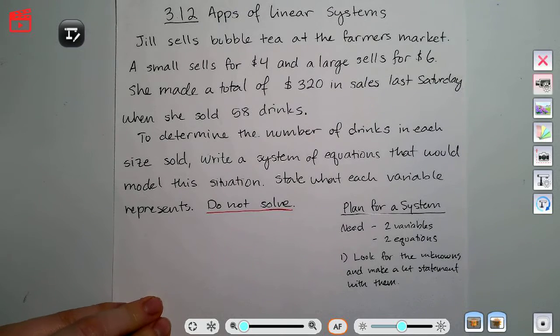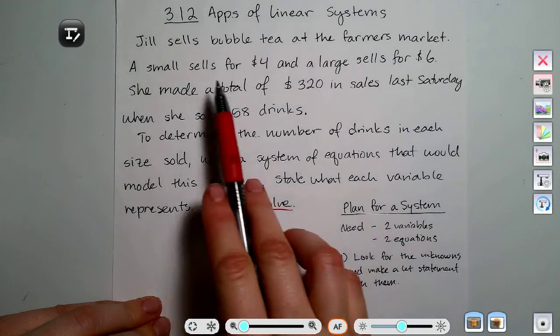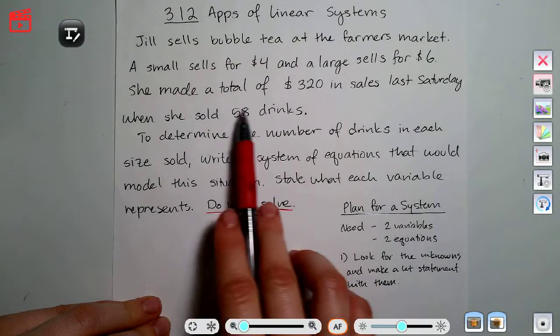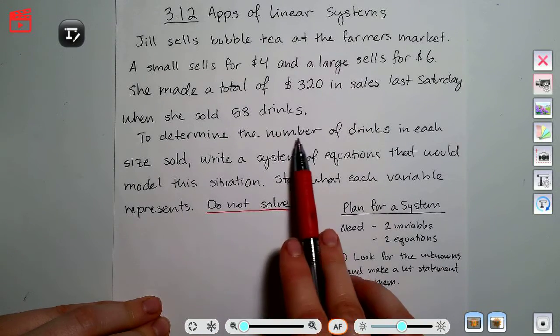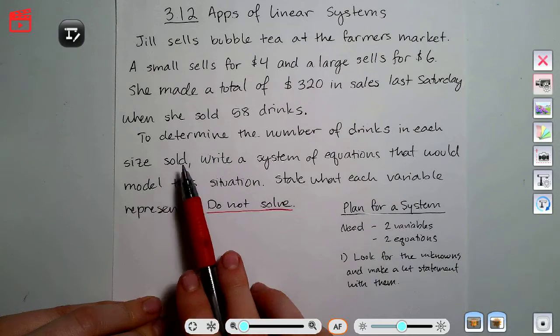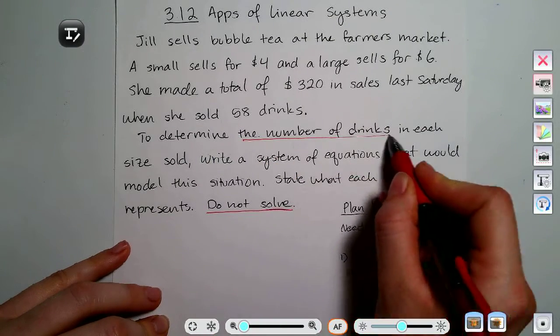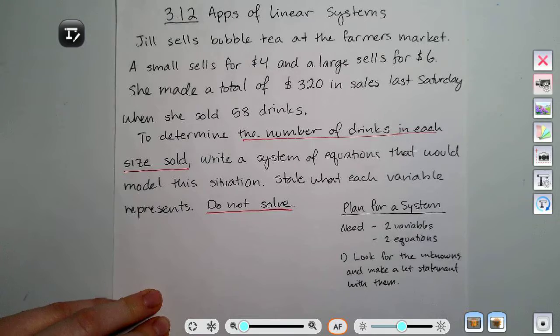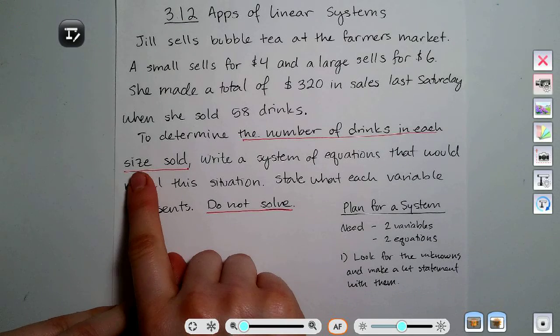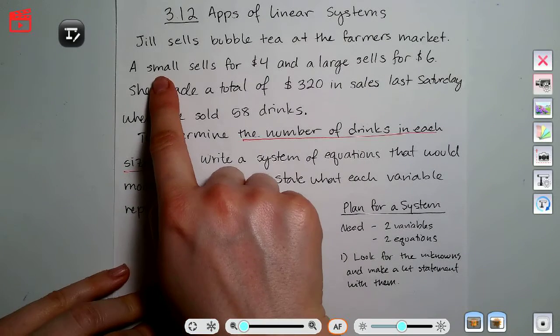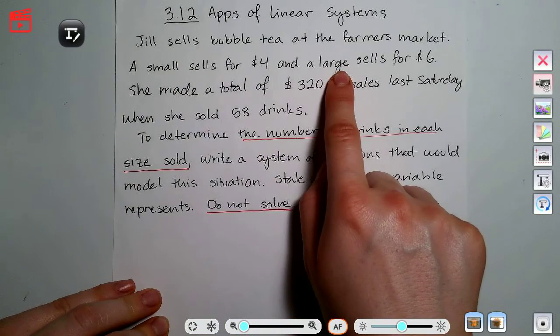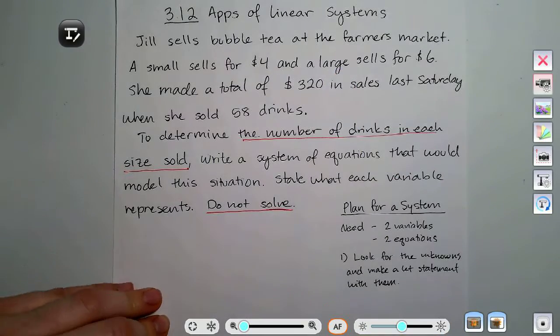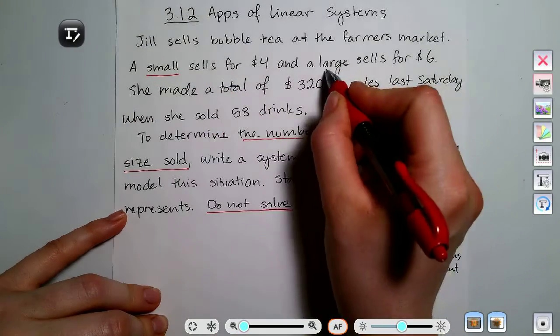Okay, so remember, the unknowns are what our variable is going to be. So I'm trying to figure out, what do we not know? So normally we look for the question or what we're trying to figure out. So reading through this problem, let's see, she sold, so this is all information. And then it says, to determine the number of drinks in each size sold. That's what we're trying to find. The number of drinks in each size. Okay, so what different sizes did we have? Well, we have a small and a large size. Okay, so we have a small and a large.